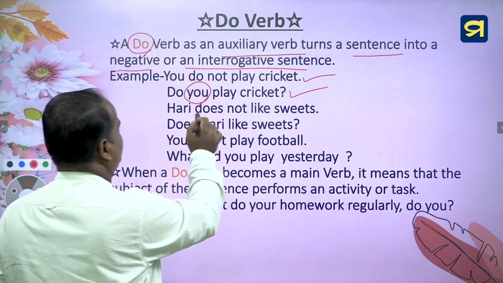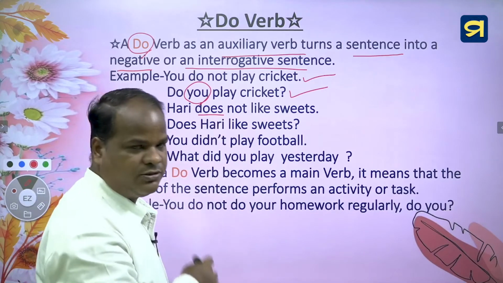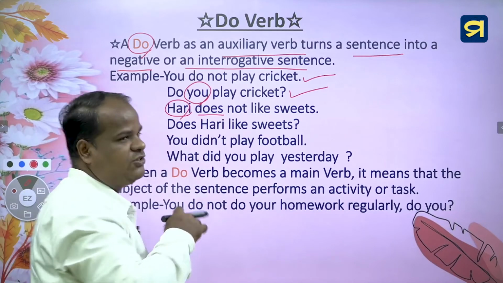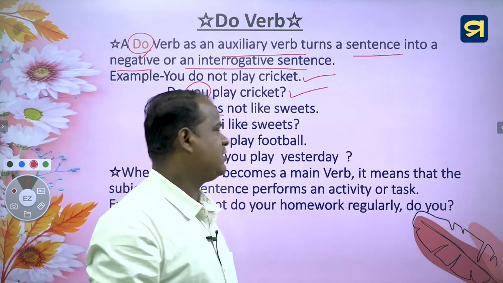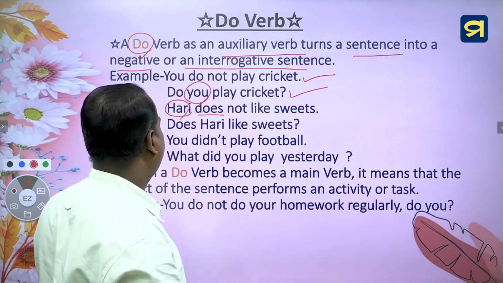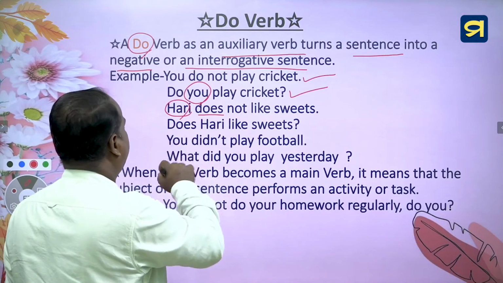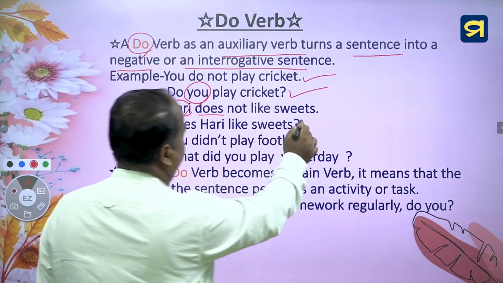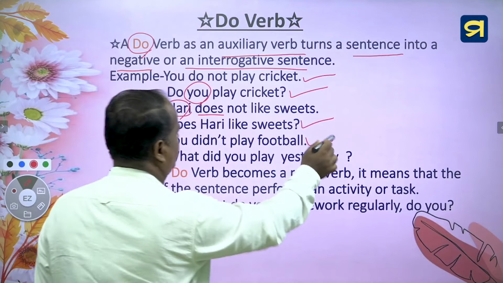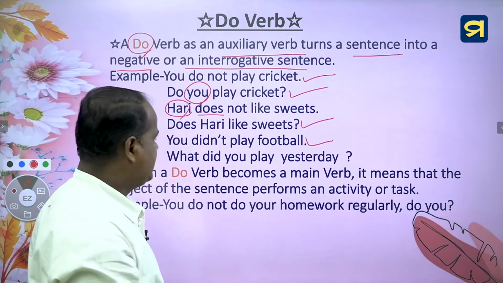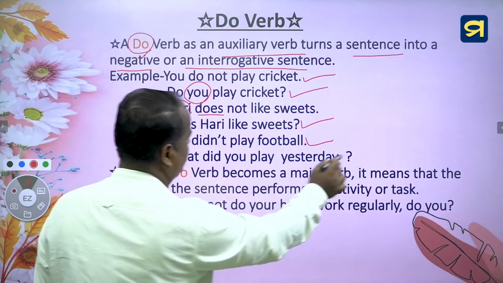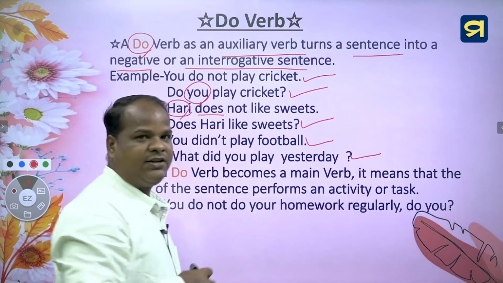Hari does not like sweets. Here does has been used. Why? Because the subject is Hari and Hari is known as the third person singular number. So when the subject is third person singular number, we have to use does. Then, does Hari like sweets? It is an interrogative sentence. You did not play football. It is a negative sentence. What did you play yesterday? It is an interrogative sentence.